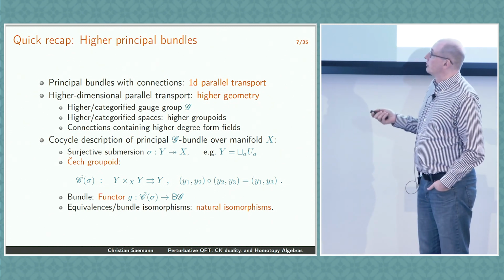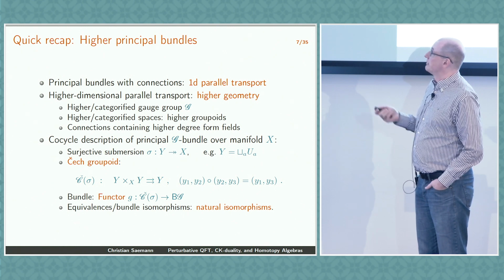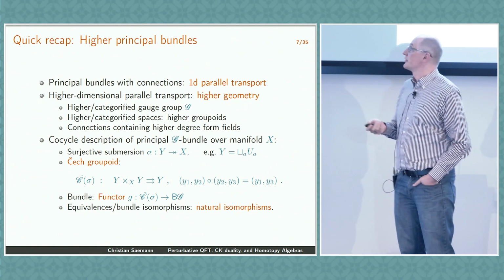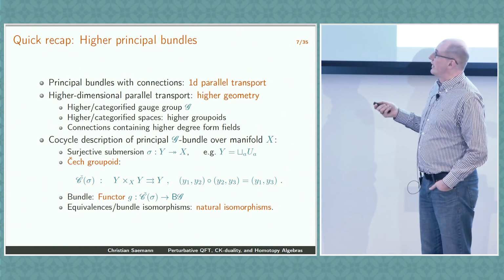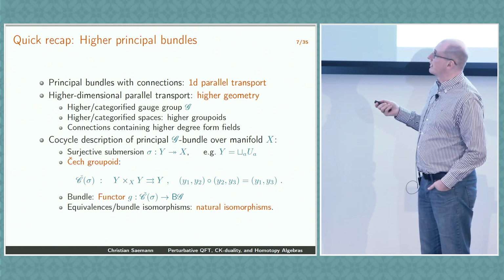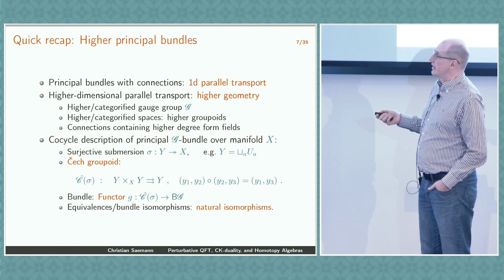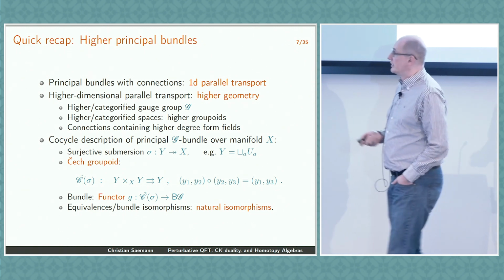And so then you can define principal G-bundles in different ways, and all the different ways have essentially categorifications. But one direct way is you describe it in terms of cocycles. So you have some manifold, you have some atlas over it, so it gives rise to a surjective submersion. From that, you construct what's called the Čech groupoid. And then you consider a bundle just as a functor from the Čech groupoid into the delooping of your gauge group, right?